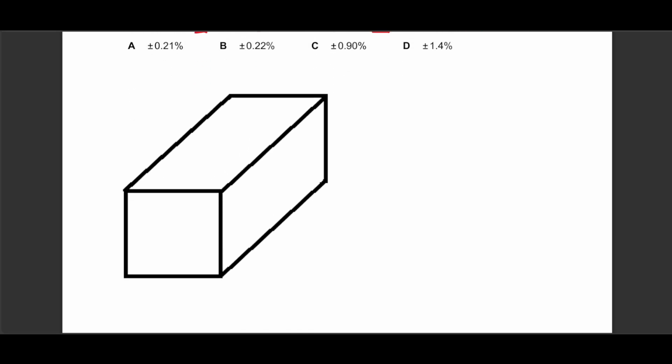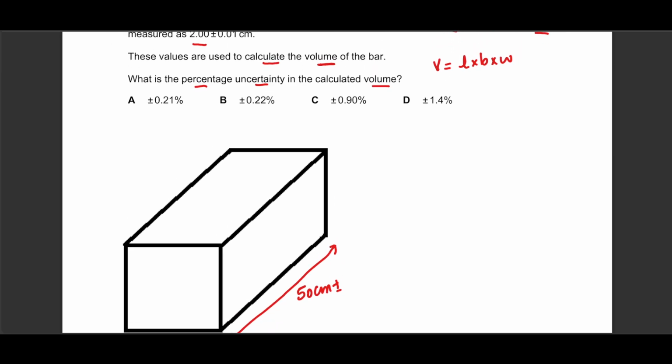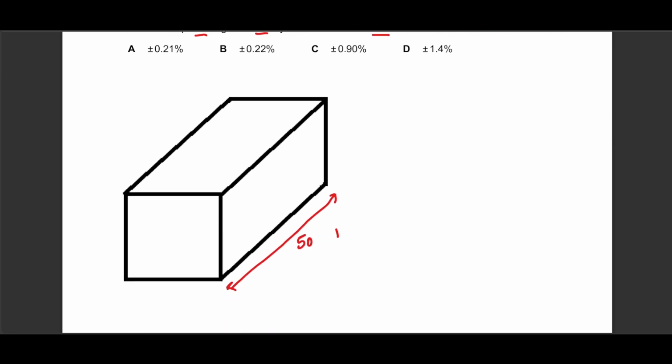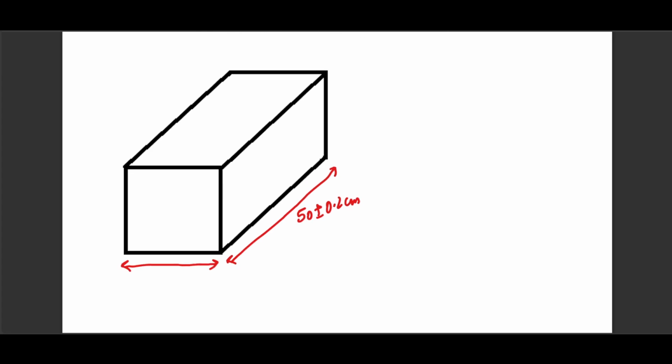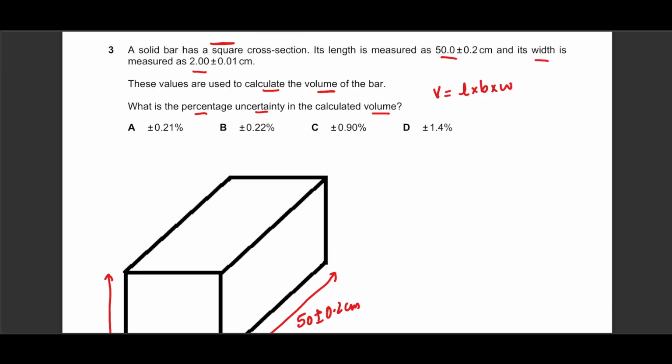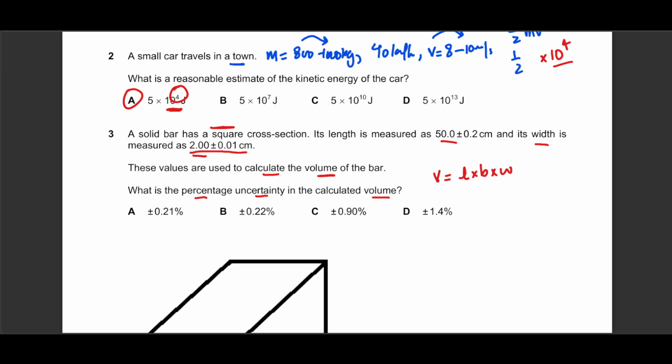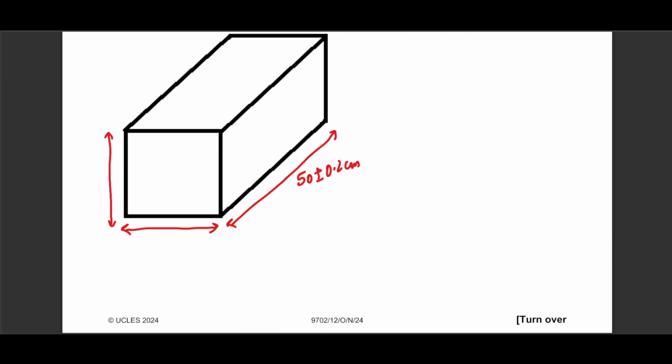So, the length of this bar is given to us as 50 centimeters plus minus 0.2 centimeters. The proper way of writing this down would be like this: 50 plus minus 0.2 centimeters, and it's a square. This dimension and this dimension with the square face will have the same value for length. That is 2 into 0.01, so 2.00 plus minus 0.01 centimeters. I'm going to write it in the shorter form here because I'm limited by space.